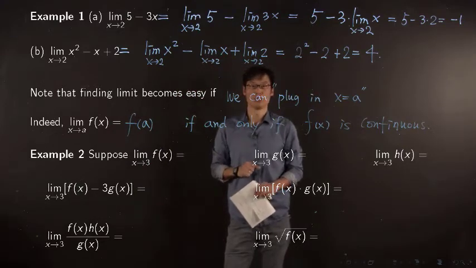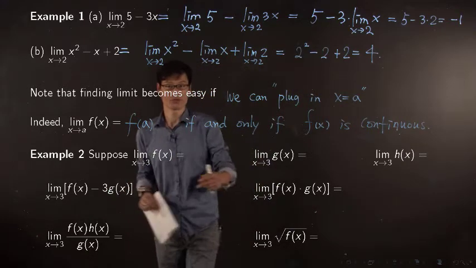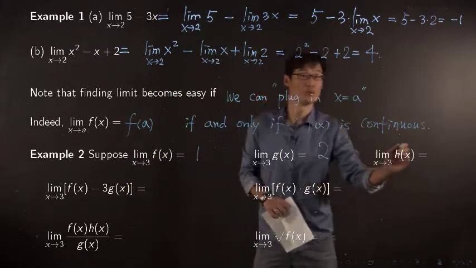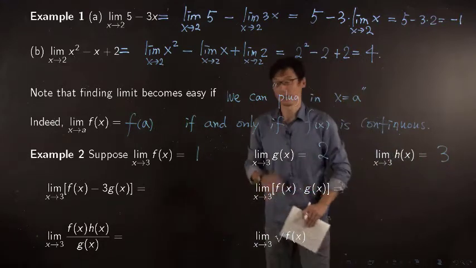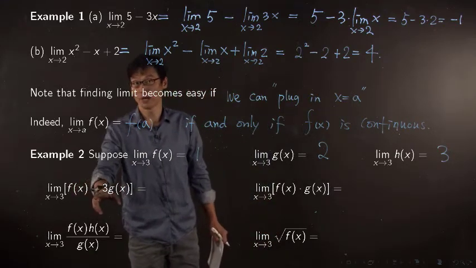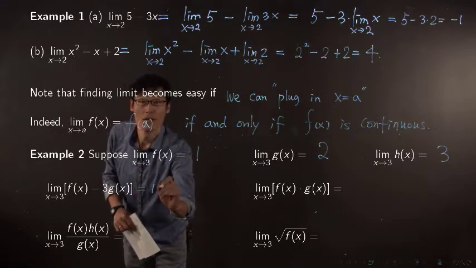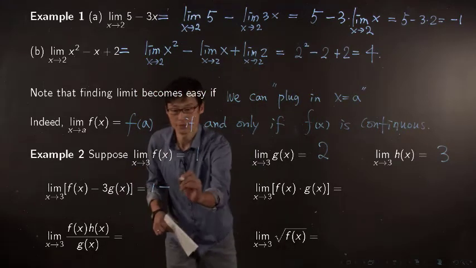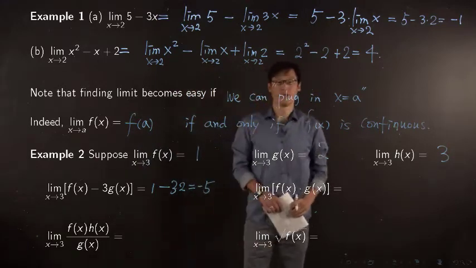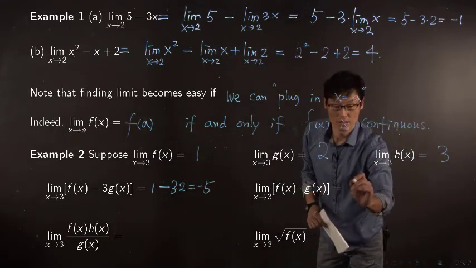One more quick example. So we have 3 functions, f, g, and h, and let me pick some random numbers for those limits. Say 1, 2, 3. So then, first, the limit of f minus 3 times g is the limit of f minus 3 times the limit of g. So the limit of f is just 1, and 3 times the limit of g. So 1 minus 6, -5. And f times g, well, the limit of f is 1, the limit of g is 2. So this is simply 1 times 2.